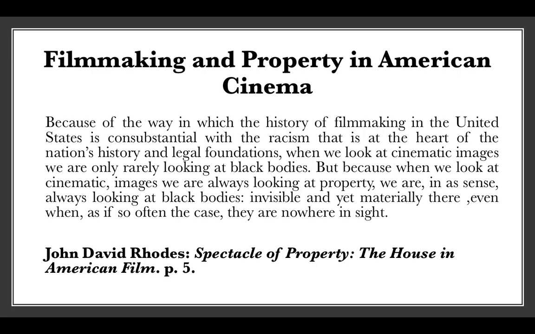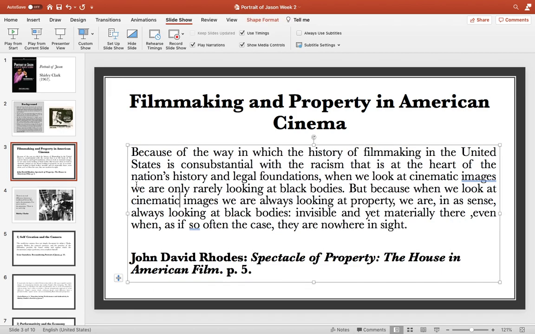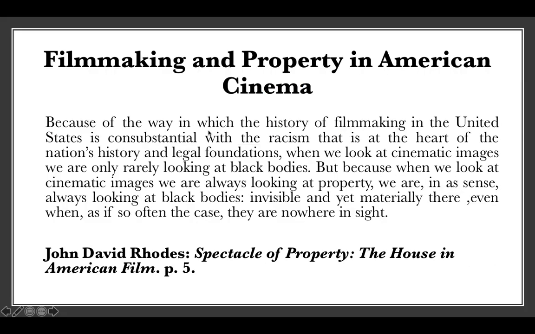So Rhodes is saying we don't often see black bodies when we look at the history of American cinema, but because when we look at cinematic images, we are always looking at property. So we're always looking at things that people own in terms of props or sets, the property of a movie studio. We are, in a sense, always looking at black bodies. So we're always looking at the history of racism, which is bound up with.